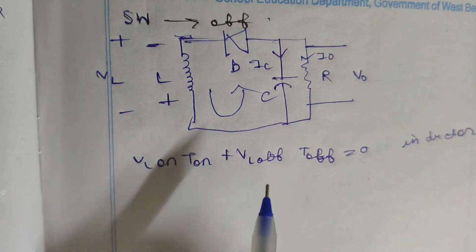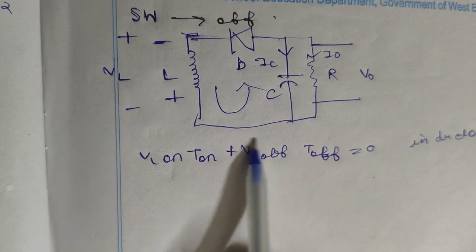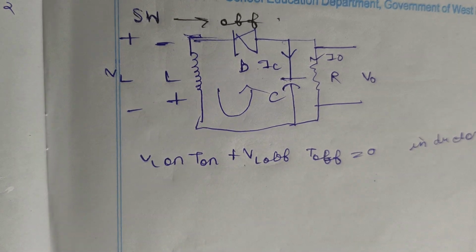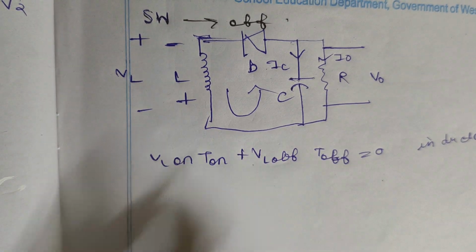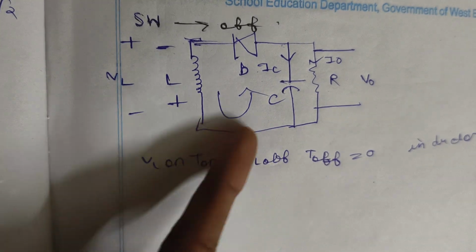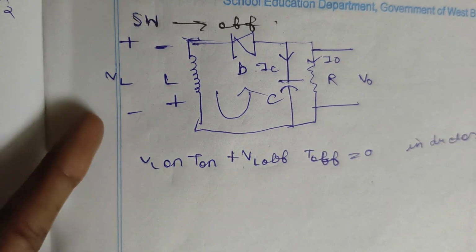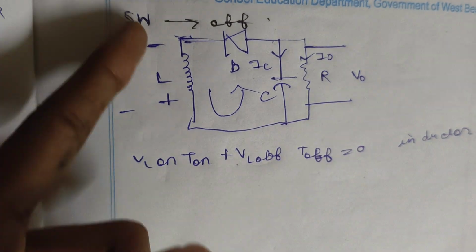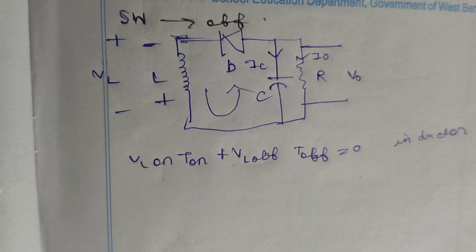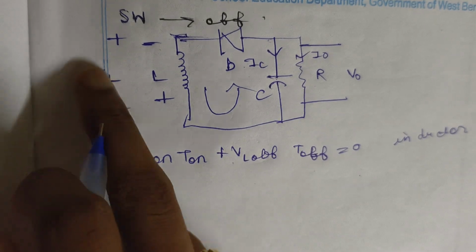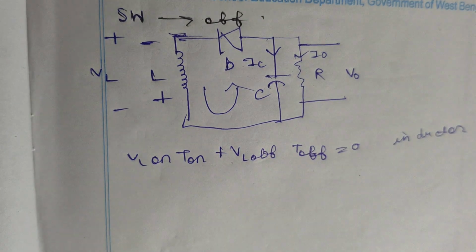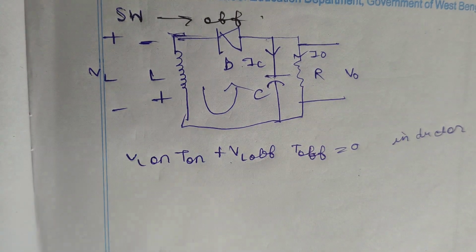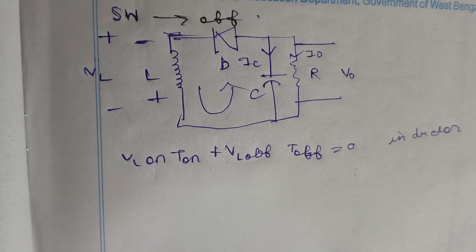So VL off is in the same polarity, otherwise the formula would have changed, that would be like minus. So we have treated the formula like plus. VL direction should be taken as positive and negative. Although the inductor reverses its polarity, while applying this formula the VL direction should be the same as it was in the on condition: the upper one positive and the lower one negative. If you take the opposite one, then your formula would change, and where there is plus there would be minus.